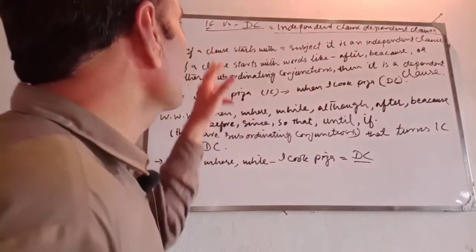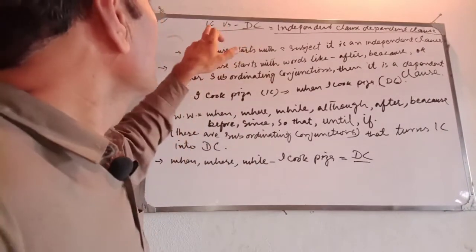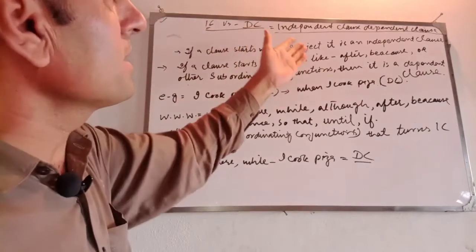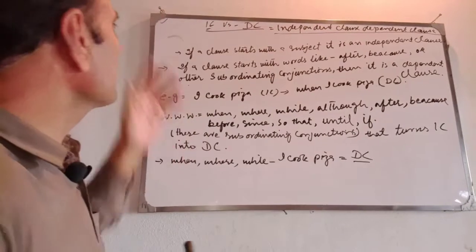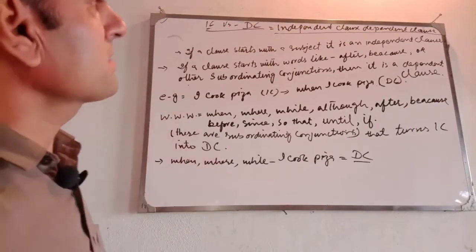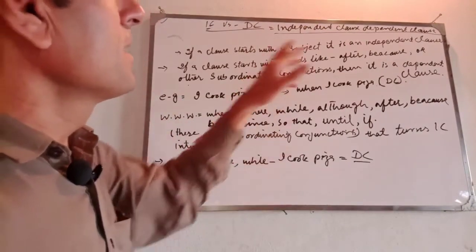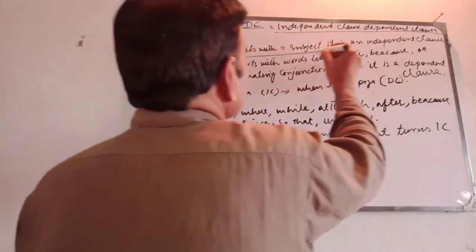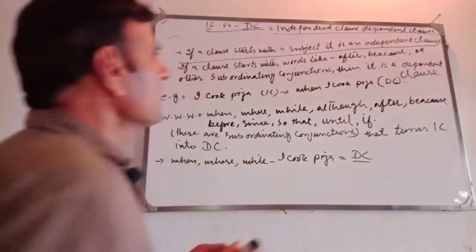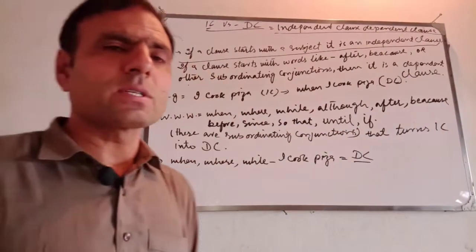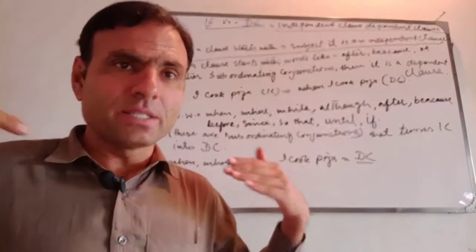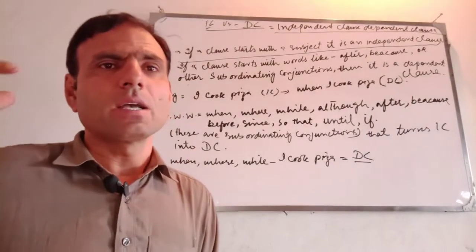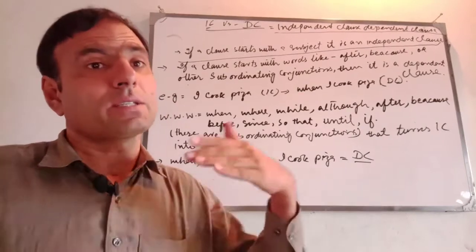Go ahead on the whiteboard. Okay. I see independent clause versus DC, dependent clause. See here. If a clause starts with a subject, it is an independent clause. If there is a subject and a clause starts with a subject, that's an independent clause.